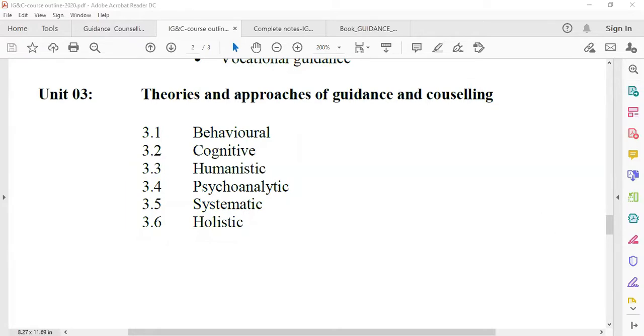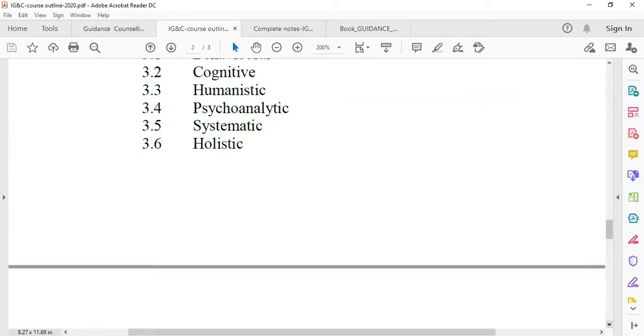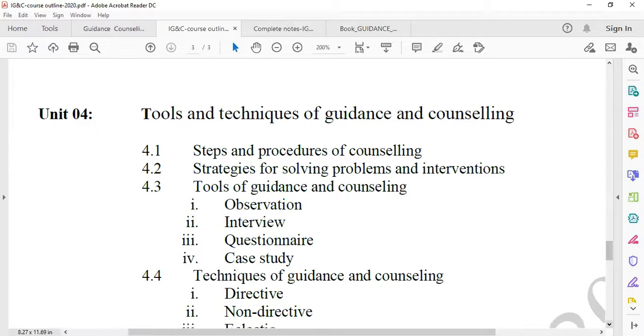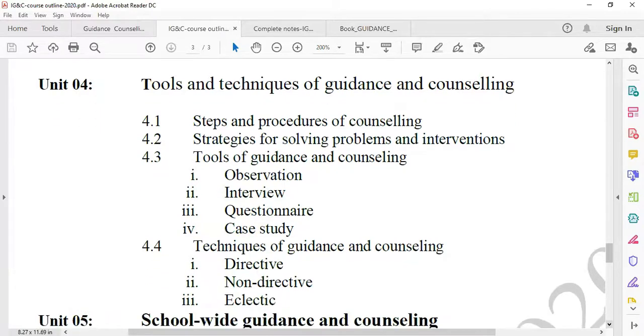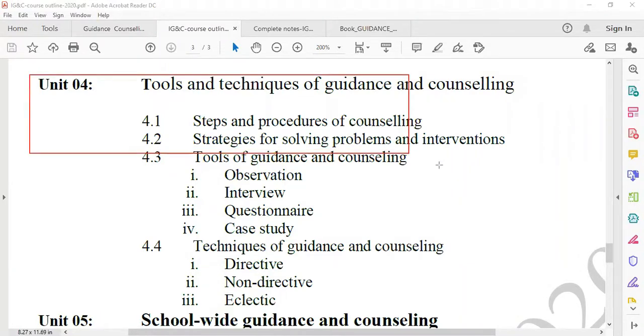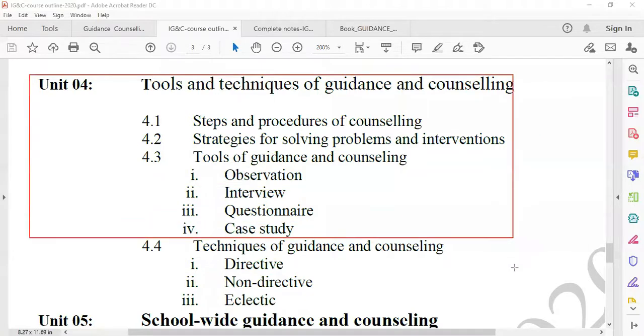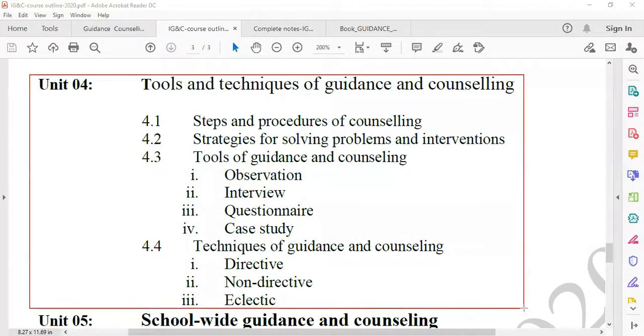Although a teacher is not a professional counselor or a professional guide, as I have told you in the previous class, the teacher must be sufficiently equipped, sufficiently knowledgeable, and should have sufficient skills so that he could guide his students in a school in the absence of counseling and guidance facility.